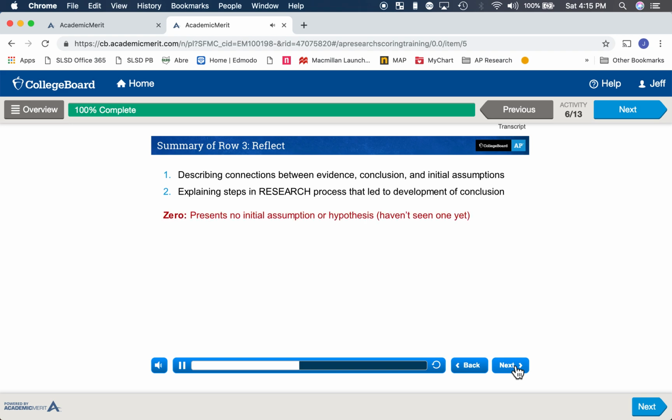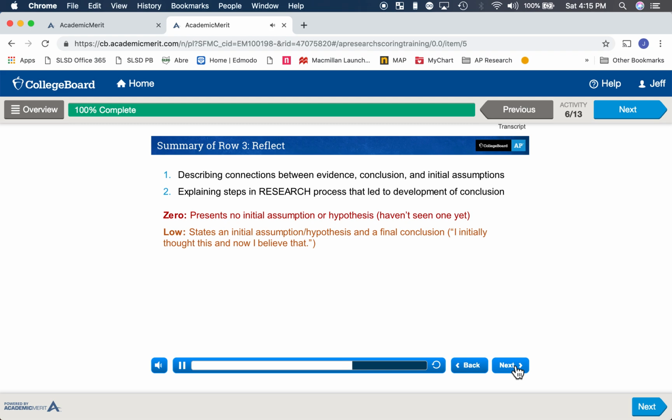I've yet to see a 0 response for this row. The only way a student could earn a 0 here is if they never stated any initial assumption or hypotheses about the state of their inquiry topic, and in every sample I've seen so far, the students at least achieve this element. Accordingly, low responses demonstrate a statement of a simple connection between the student's original thoughts on the topic of inquiry and the conclusion that they made.